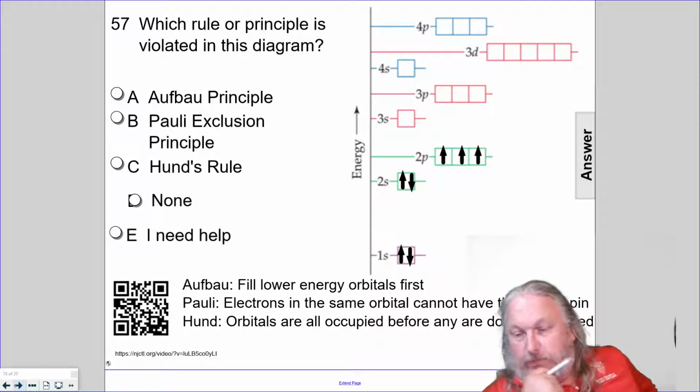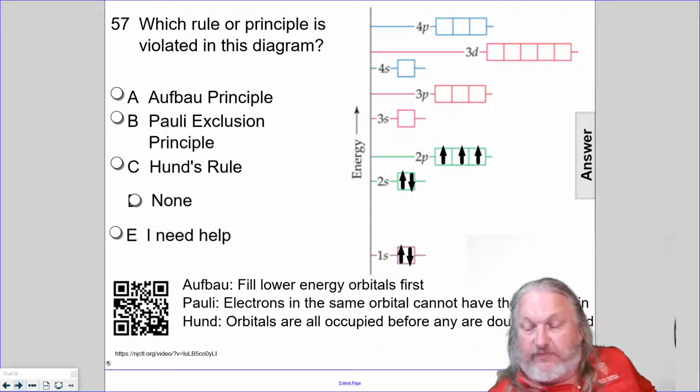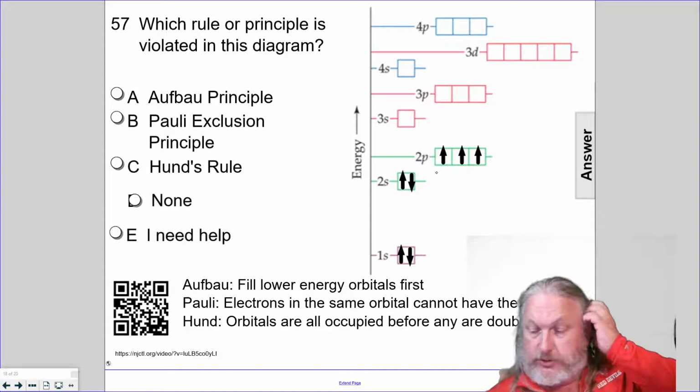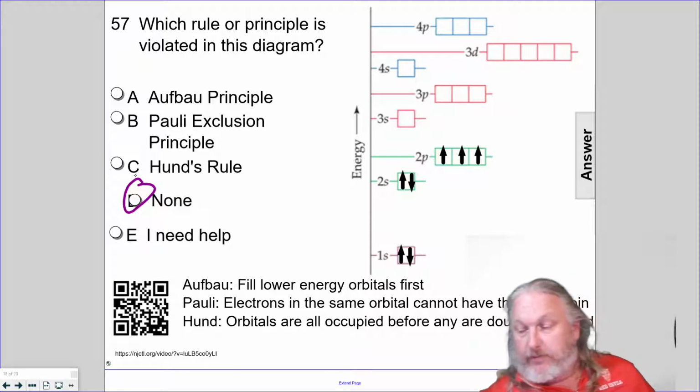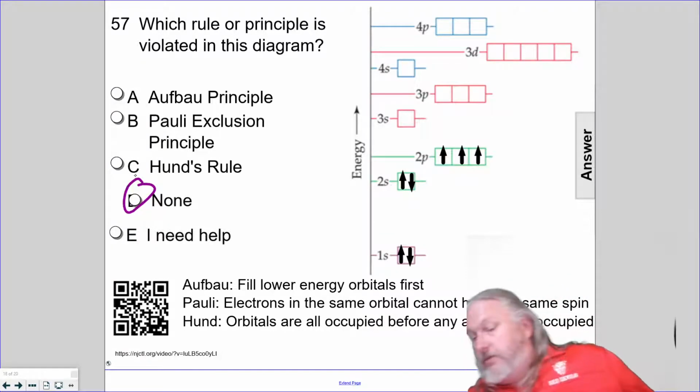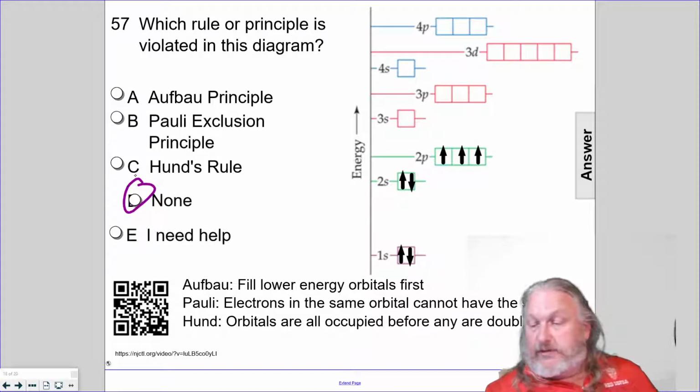Which principle or rule is violated in this diagram? Aufbau said you fill lower energy orbitals first. Boom, got that. Pauli, electrons in the same orbital cannot have the same spin. Well, nobody has the same spin in their different orbitals. Hund's Rule, orbitals are all occupied before any are doubly occupied. Well, we're good to go on that, so that's got to be C. None of them. That is a good orbital diagram of element number 7, nitrogen.